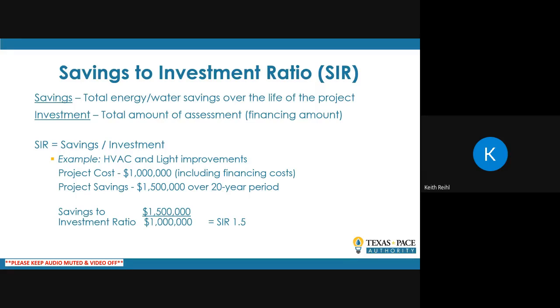Sorry about that. So on the savings to investment, the savings is the total energy or water savings over the life of the project, compared to the total amount of the assessment, including the financing amount, so the investment. An example would be the HVAC improvements. So the project costs for the HVAC and lighting improvements, including financing costs, let's say it's $1 million. Project savings over 20 years would potentially be $1.5 million. So that would give you a savings to investment ratio, or SIR, of 1.5. So we can move on to the next one.